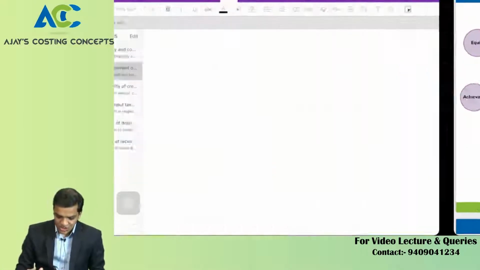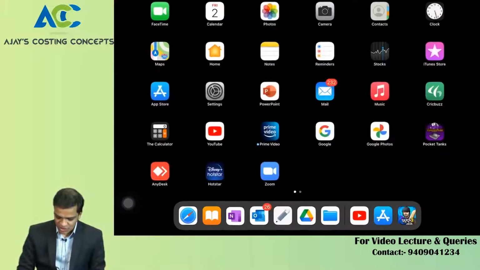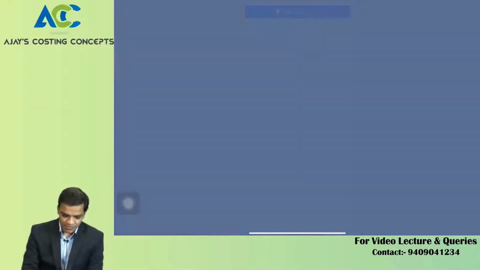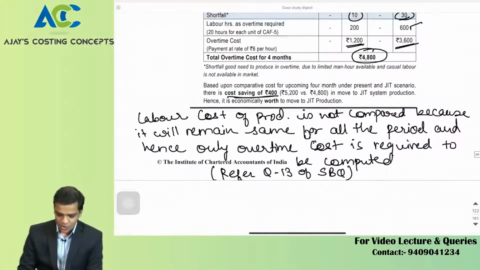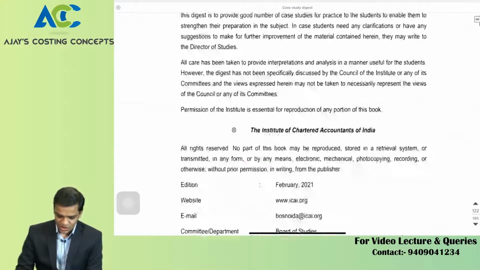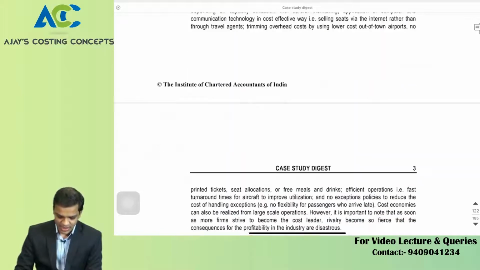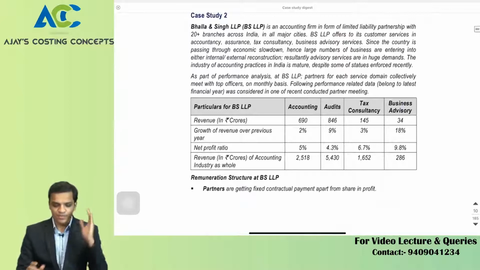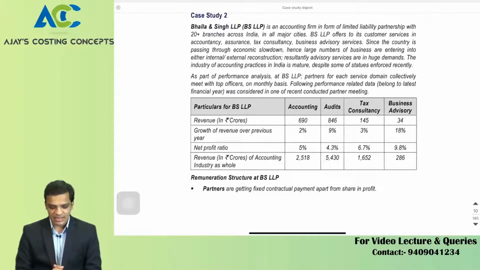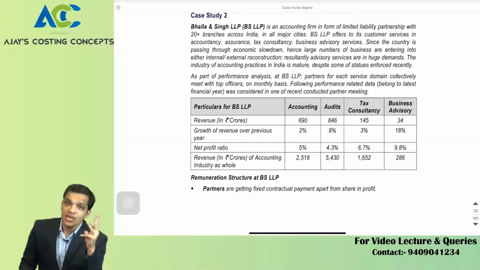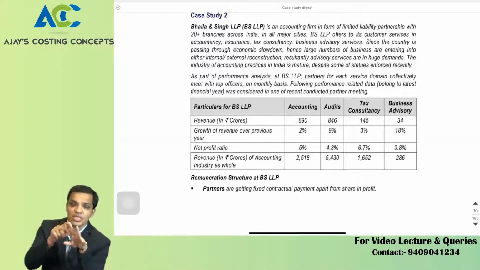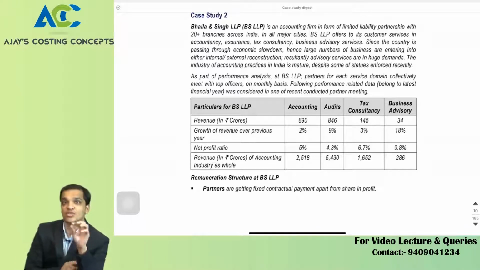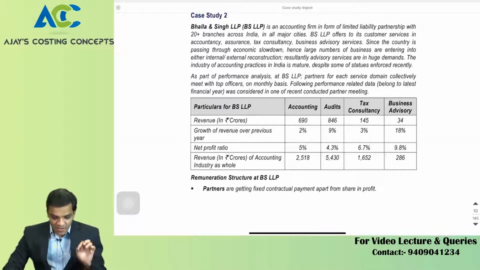Now coming to the questions. Let us understand the questions of our material, what questions we need to go through. The first question of our material, the case study digest, is question number 2. Bhala Singh LLP, BS LLP, is an accounting firm. This is question 2 of the case study. There are three kinds of questions here: case study, scenarios, and skill based questions.